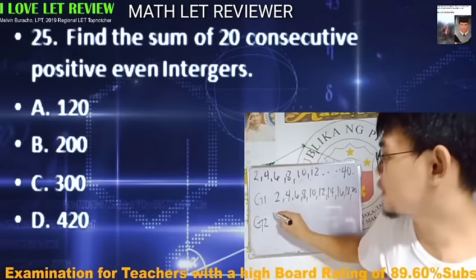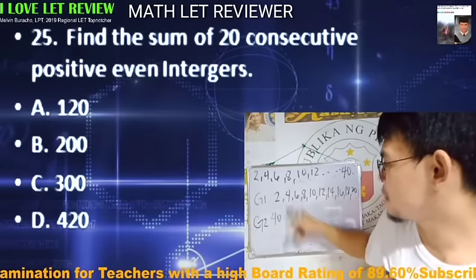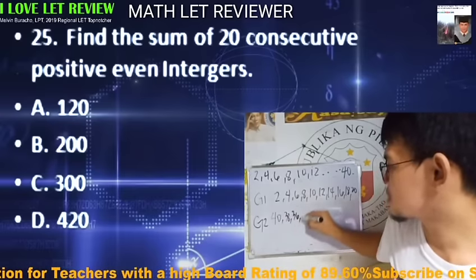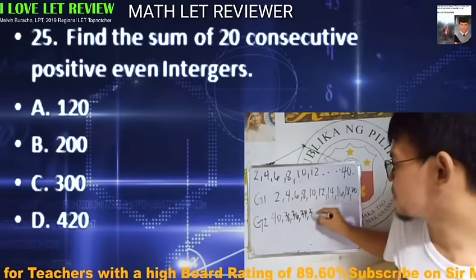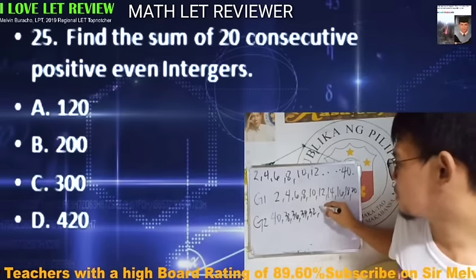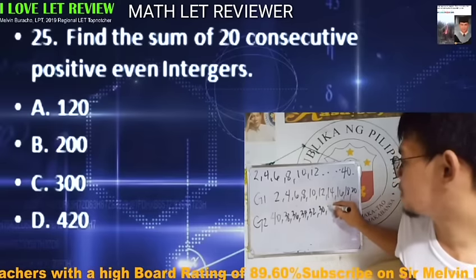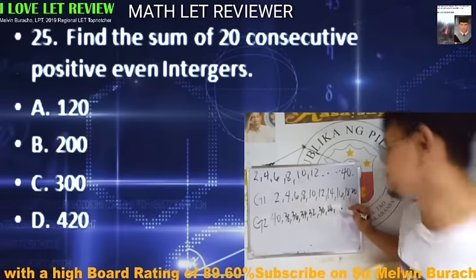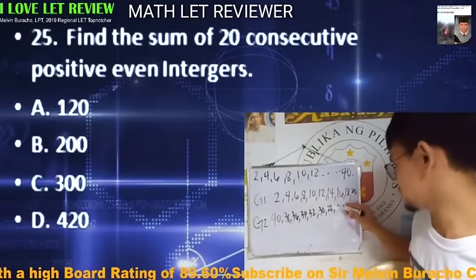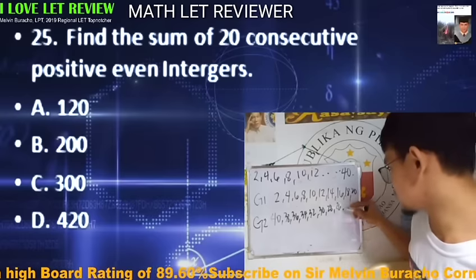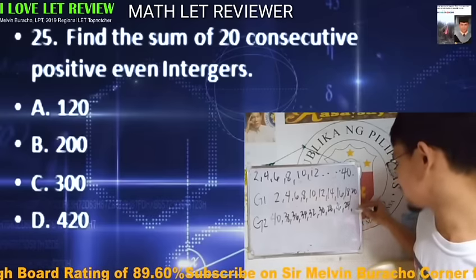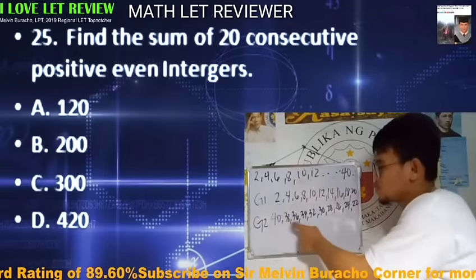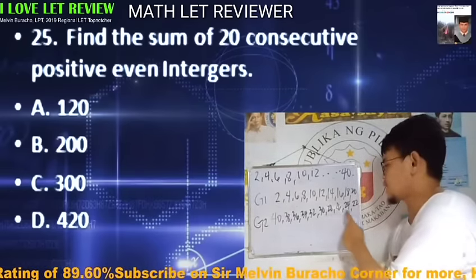Okay? So, 40. And then, what is next to 40? 38, 36, 34, 32, 30, and then 28, and then 26, 24, 22. Okay. Nasampu na rin ba sila? 1, 2, 3, 4, 5, 6, 7, 8, 9, 10.